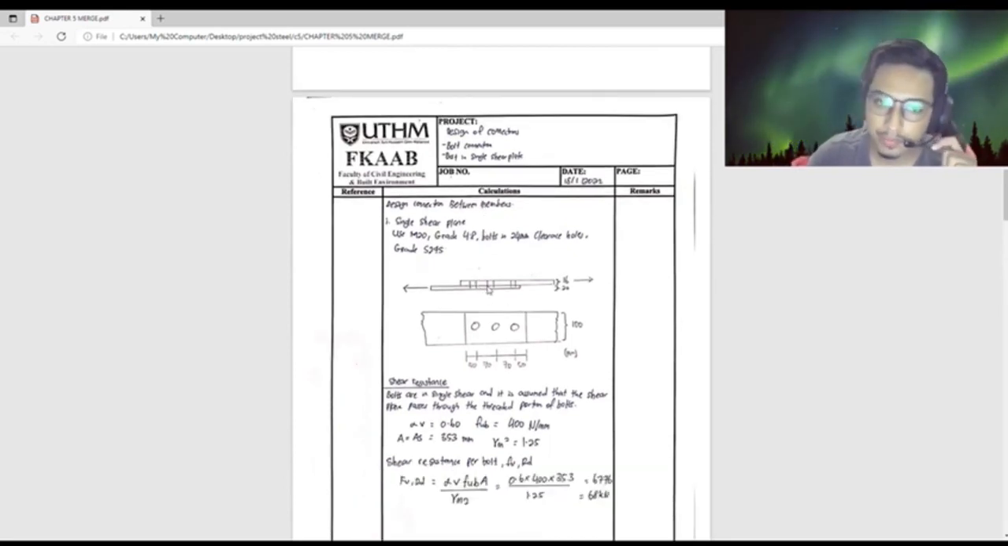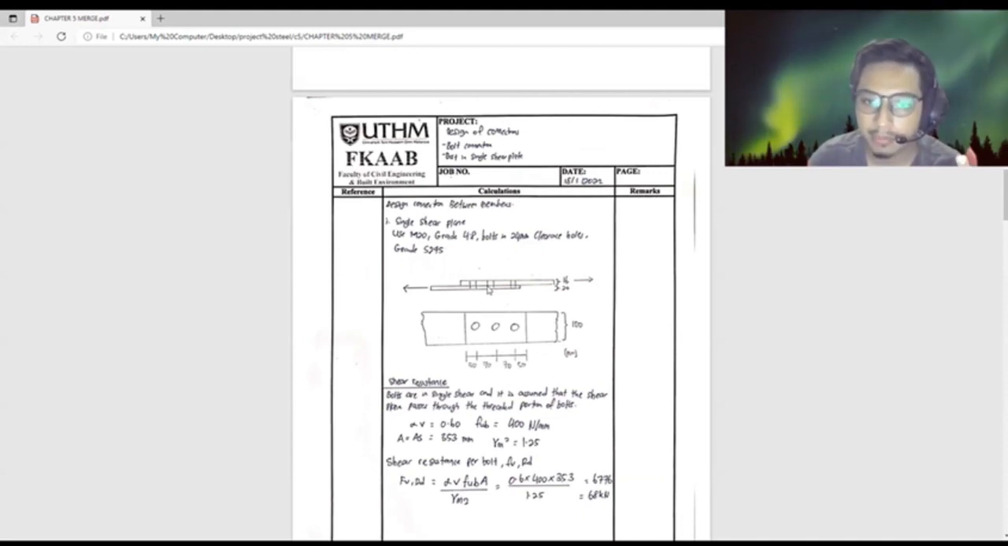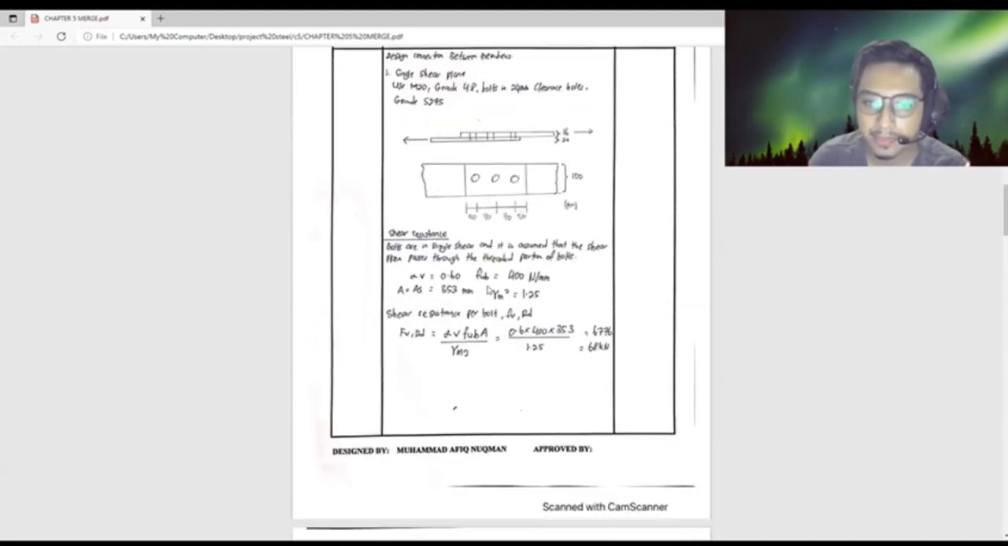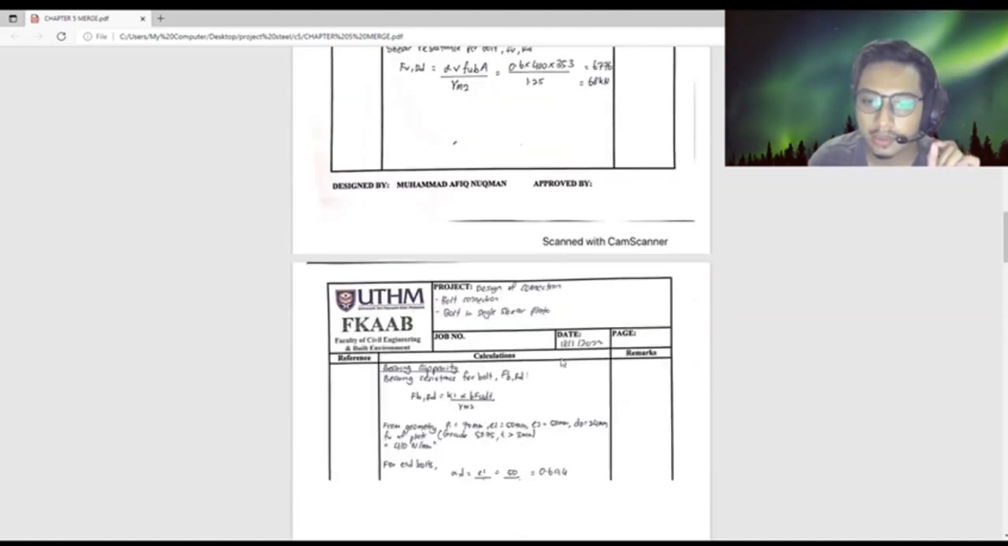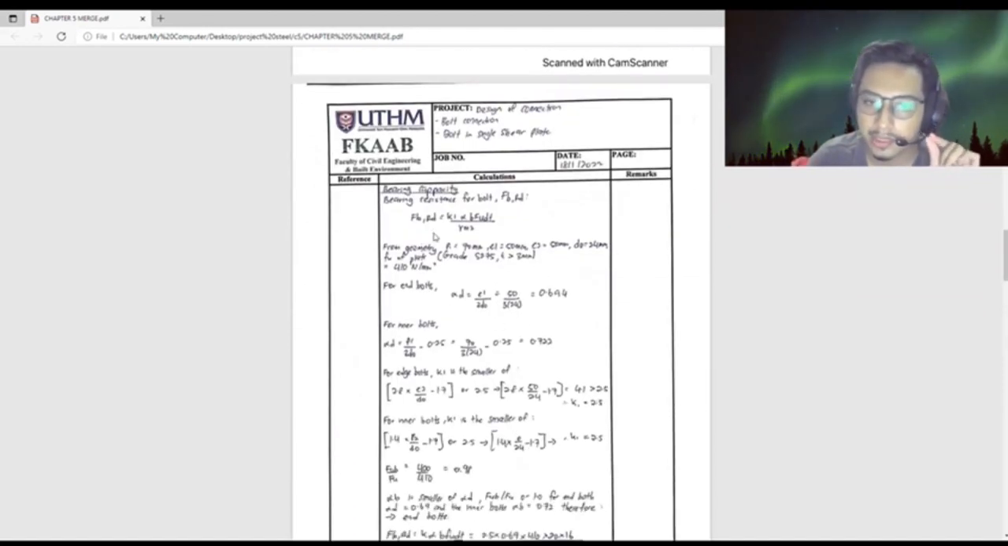First, for the single shear plane, we use M20 grade 4.8 and the bolt hole is 24 mm. First, we calculate the shear resistance. For the shear resistance per bolt, we use the formula FVRD and the value is 68 kilonewton. Next, for the bearing capacity, we use the formula FBRD. For end bolts, the value is 0.694, and for inner bolts it is 0.722.